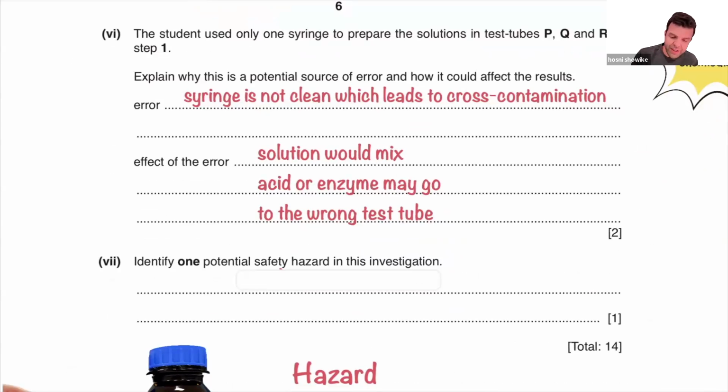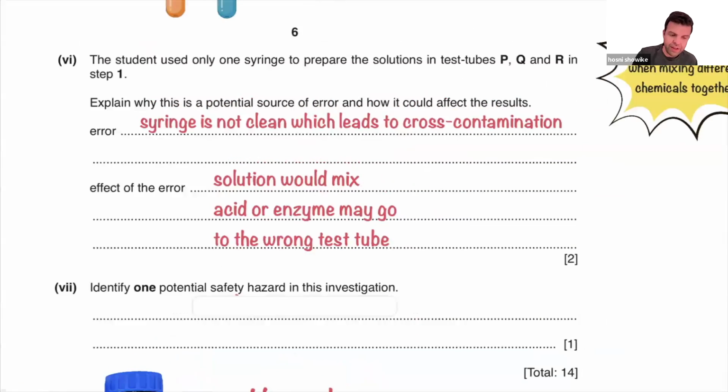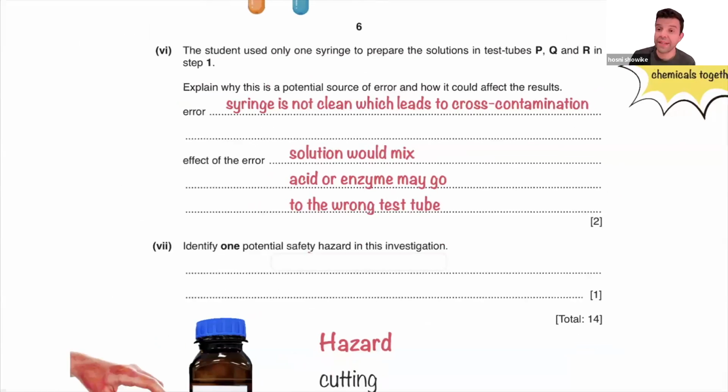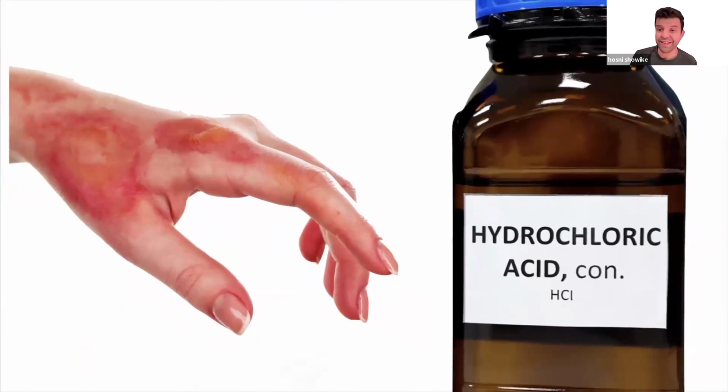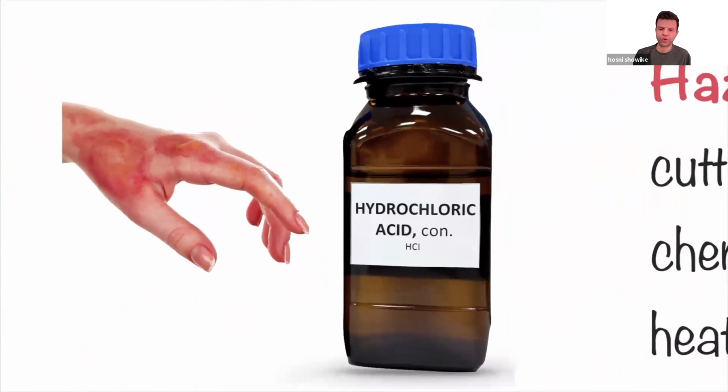Then they said, find one potential safety issue in this experiment. Now, you can see that we've used an acid, and acids are corrosive, right? It could cause skin damage.